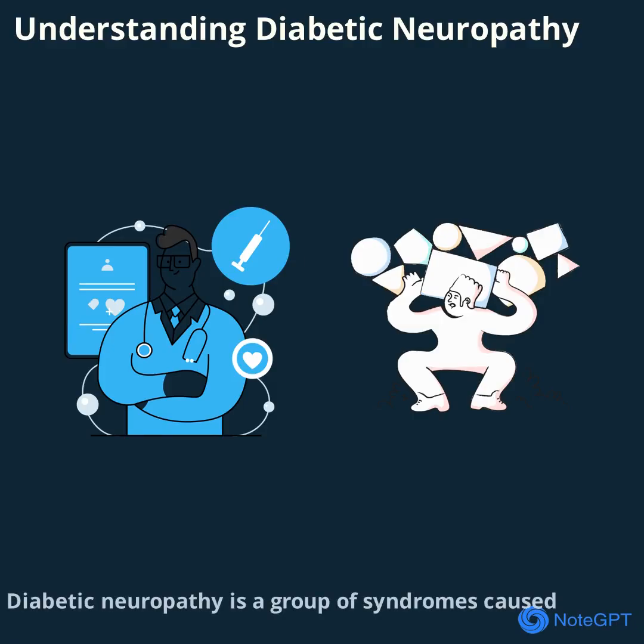Diabetic neuropathy is a group of syndromes caused by damage to the peripheral and autonomic nerves, often linked to high blood sugar or insulin resistance. While most people are familiar with the common forms such as distal symmetrical and autonomic neuropathies, there are other less frequent types that can have a significant impact on quality of life. In this video, we'll explore diabetic mononeuropathies and diabetic amyotrophy, discussing their causes, symptoms, and treatment.